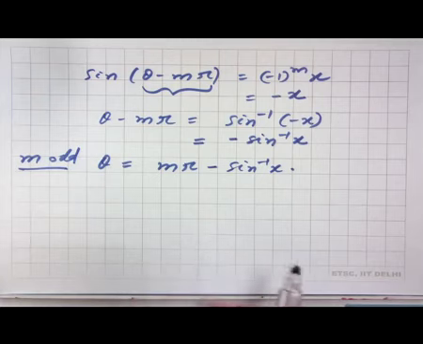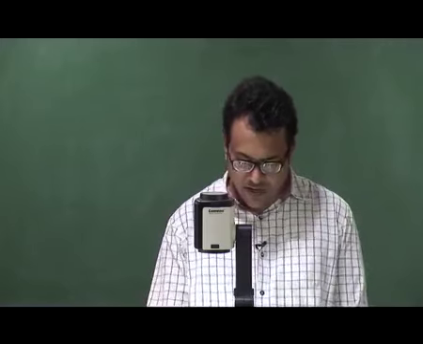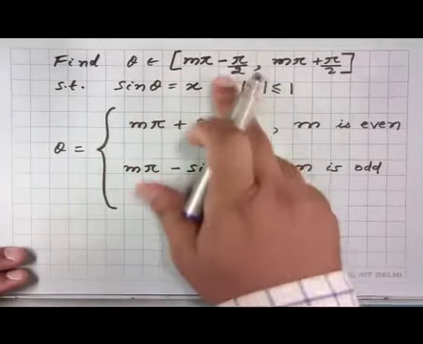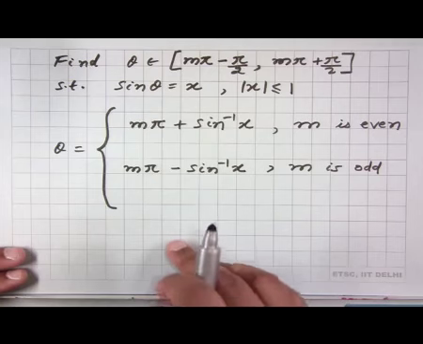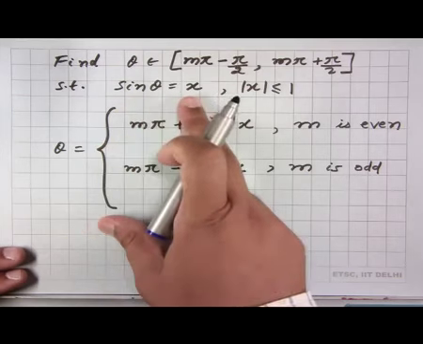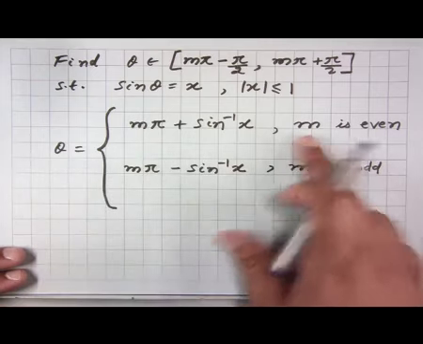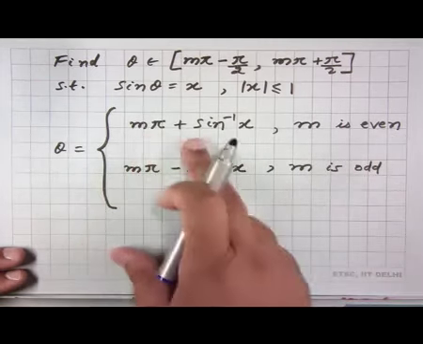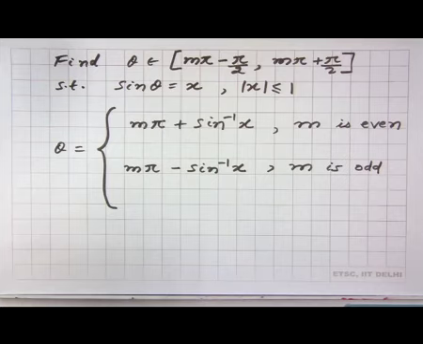So, this whole thing can be summarized in the following slide. The basic problem was to find a theta in the interval m pi minus pi by 2 to m pi plus pi by 2, where m is some integer, and theta should be such that sin theta is equal to some value x. The general solution for that is, if m is even, then theta equals m pi plus sin inverse x. If m is odd, then it is m pi minus sin inverse x. Similar kinds of equations can be derived for the other trigonometric functions also.